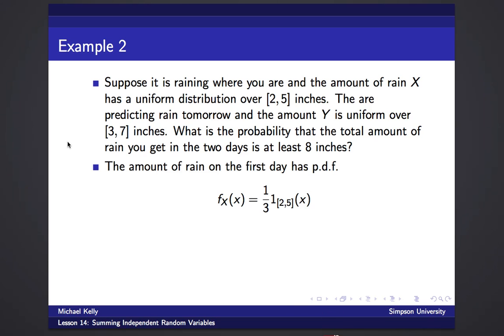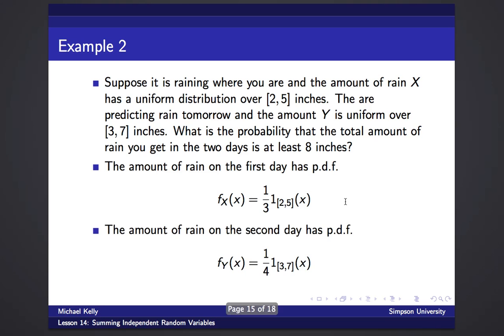Well, for a uniform distribution over the interval 2 to 5, your PDF is going to be 1/3 times the indicator from 2 to 5 of x. And for the uniform over 3 to 7, it's going to be 1/4 times the indicator over the interval 3, 7.